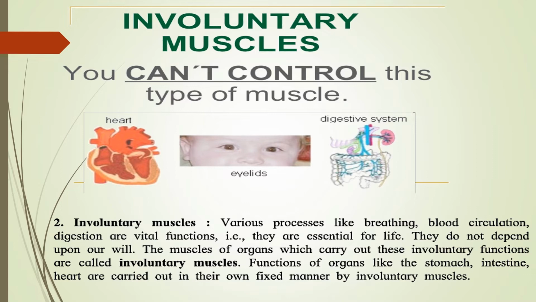Your heart. Heart is not under your control. हम लोग हमारी heart को heartbeat रोक सकते हैं क्या? No. So the muscles that are present in the heart are made up of involuntary muscles. Various processes like breathing, blood circulation, digestion are vital functions. Very important functions. Vital means important. They are essential for life. They do not depend upon our will. The muscles of organs which carry out these involuntary functions are called involuntary muscles. Functions of organs like the stomach, intestine, heart are carried out in their own fixed manner by involuntary muscles.